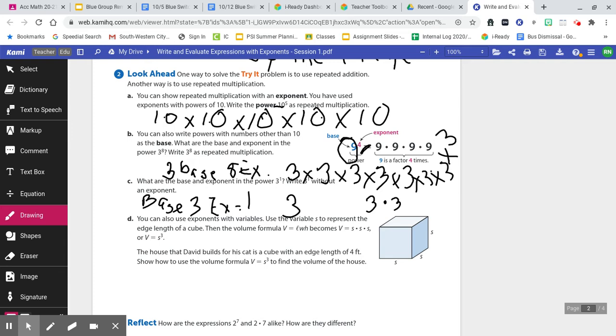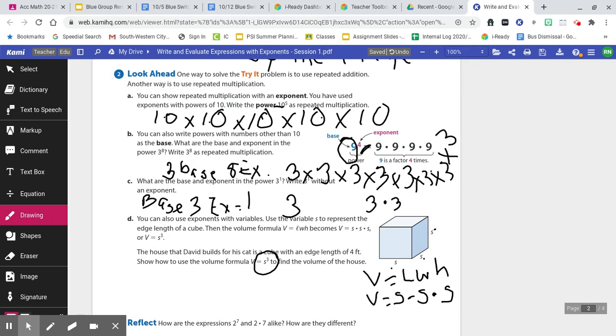To find the volume of the cube, you're going to do volume is equal to the length times the width times the height. Well, we are just going to substitute with a cube. We know these are all the same size. So the volume is equal to the side times the side times the side. So that means s times itself 3 times. So when you see s to the 3rd power, that's cubed.